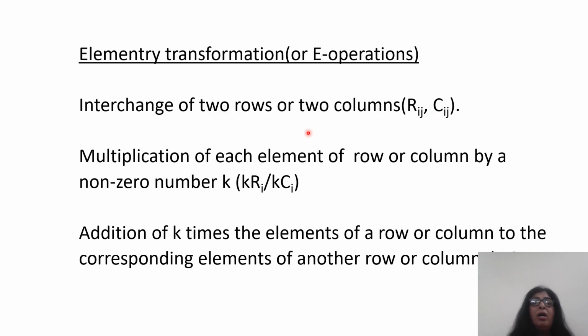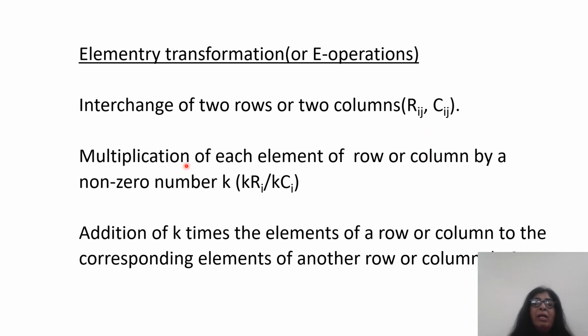Now, first of all, for finding the rank of the matrix, you must know about elementary transformations, also called E operations. The first elementary transformation is interchange of two rows or two columns. It is denoted by Rij or Cij. For example, R12 means I am interchanging the first row and the second row. Similarly, C34 means I am exchanging the third and fourth columns.